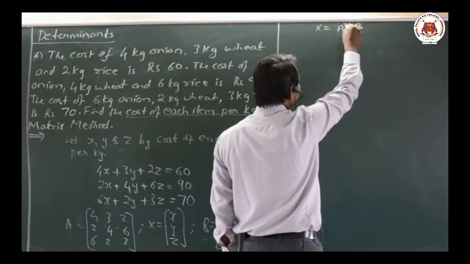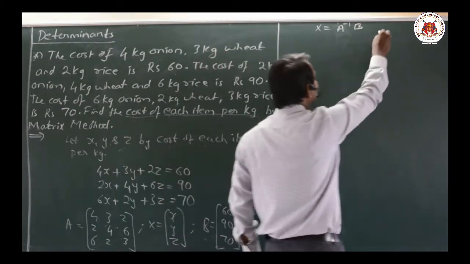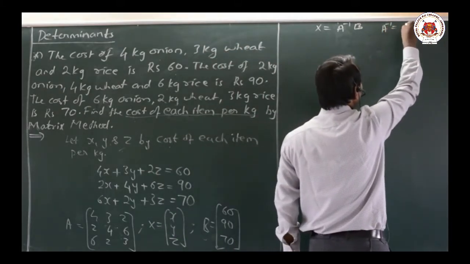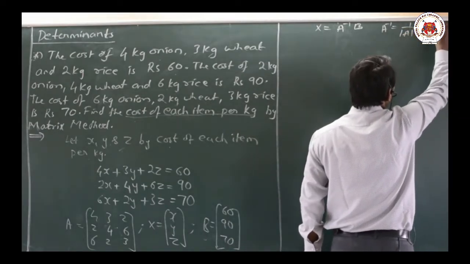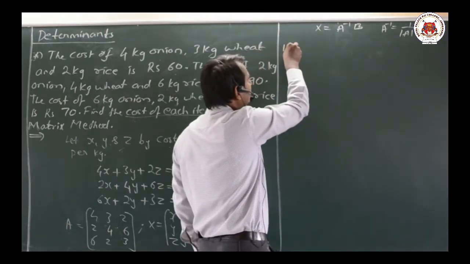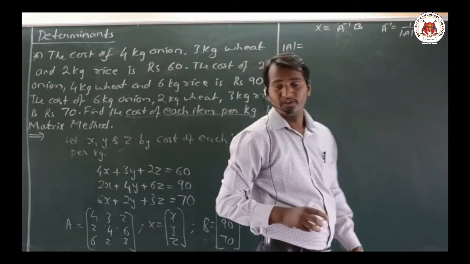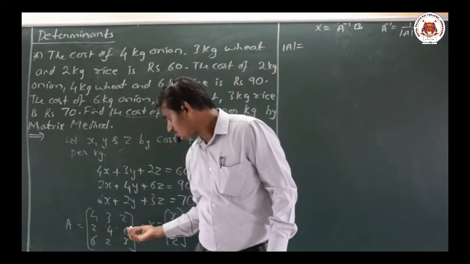That means we require to find A inverse. And A inverse equal to 1 divided by determinant of A into adjoint A. Now we shall find out the determinant of A. I will expand along the first row.